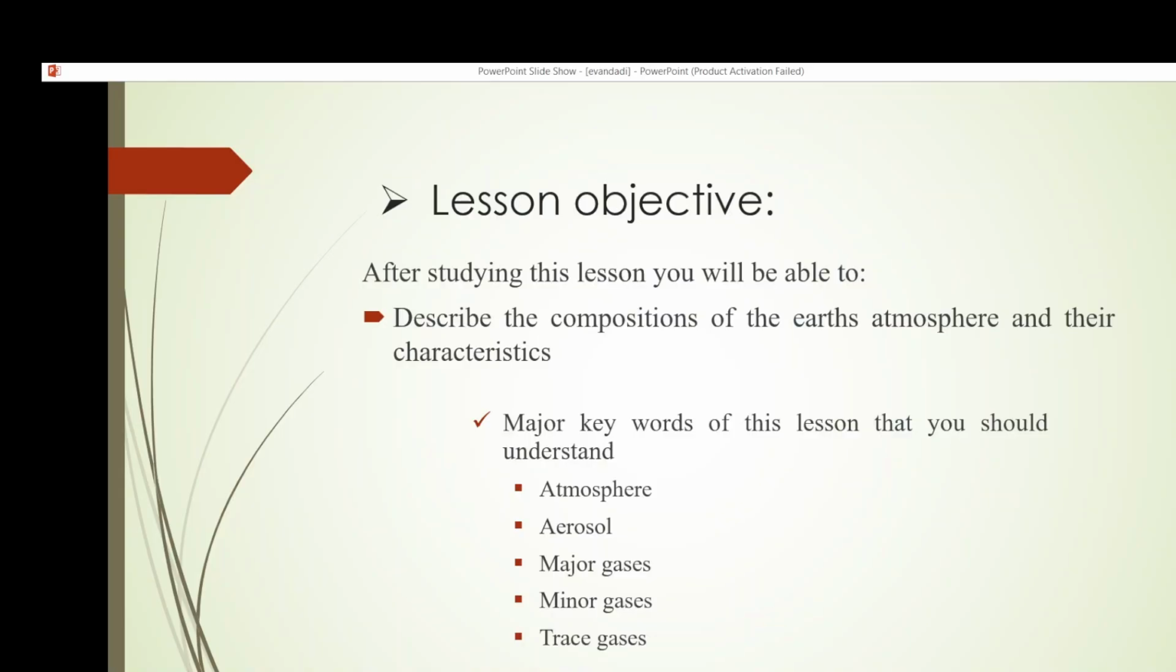So, as a lesson objective, after studying this lesson, you will be able to describe the composition of the Earth's atmosphere and their characteristics. Therefore, at the end of this lesson, you will understand the following major keywords: atmosphere, aerosol, major gases, minor gases, and trace gases. These are the major keywords in this lesson, and at the end you are expected to clearly identify and define these key terms.